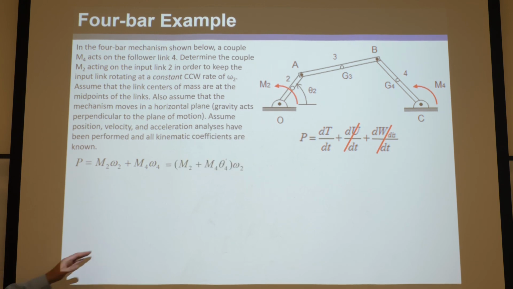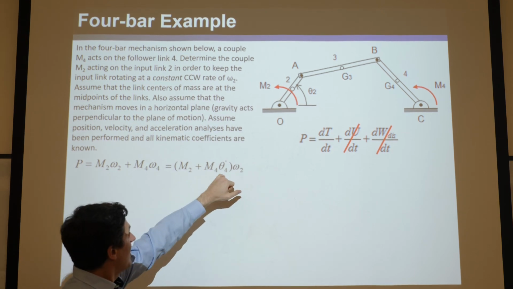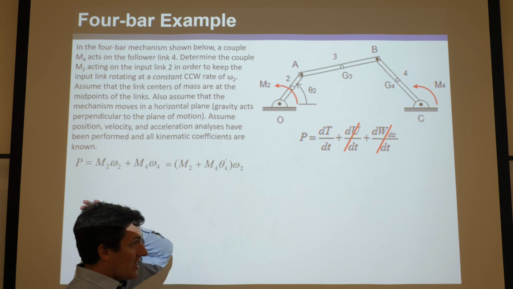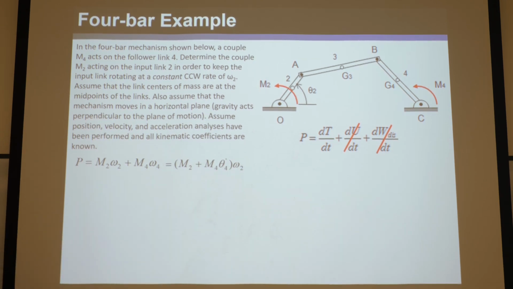So let's write in kinematic coefficient land where you do this. You see omega 2 pulls out here, and then theta 4 prime, the first order kinematic coefficient of link 4, you can see times omega 2 would be omega 4. So you pull that out, and you've got it. So that's the power. That's the left side of the equation.